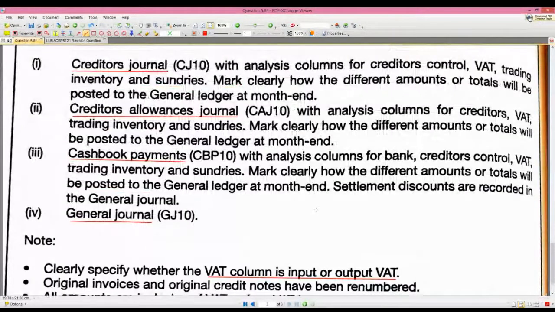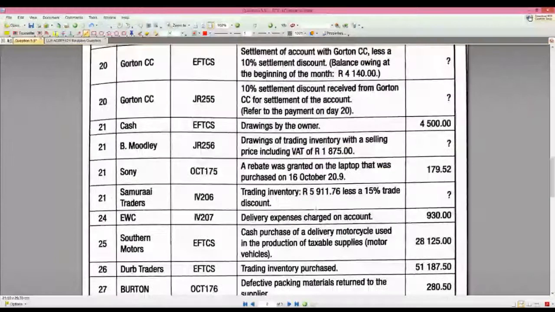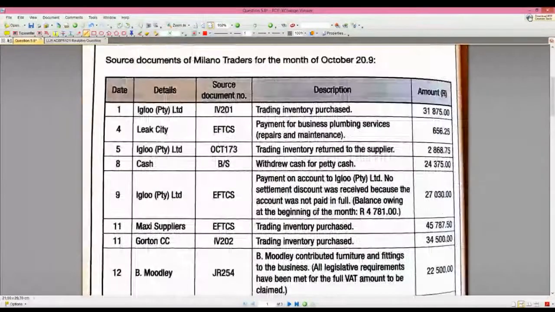Okay, so we have to do a creditors journal, a creditors allowance journal, a cash book payments, and a general journal. Okay, so let's go through each and every transaction, and then we fill them in as we go along. So I'm going to do 4 or 5 transactions, read them, and then we'll go capture them, and then we'll go read them again and capture them as well.